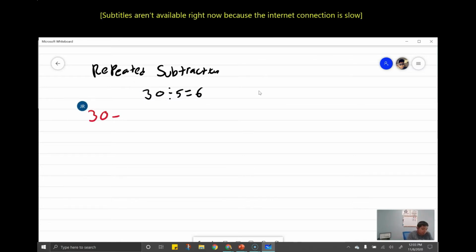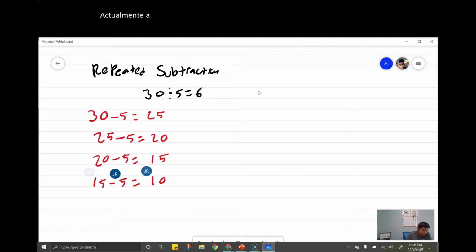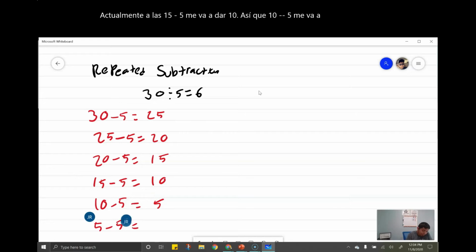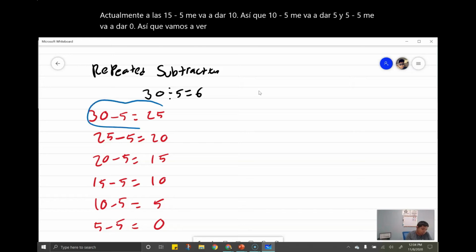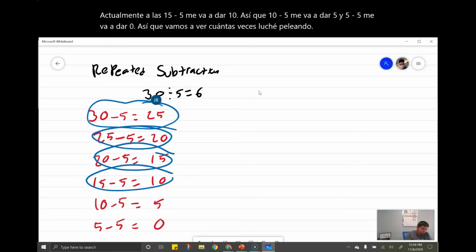So I'm going to take my 30, I'm going to subtract 5, and that's going to give me 25. Okay, so now I have 25 minus 5, and that's going to give me 20. I have 20 minus 5, and that's going to give me 15. Now I have 15 minus 5, and that's going to give me 10. So 10 minus 5 is going to give me 5, and 5 minus 5 is going to give me 0. So let's see how many times did I subtract by 5? 1, 2, 3, 4, 5, 6. So my answer is 6.